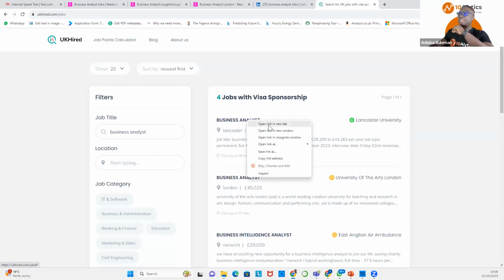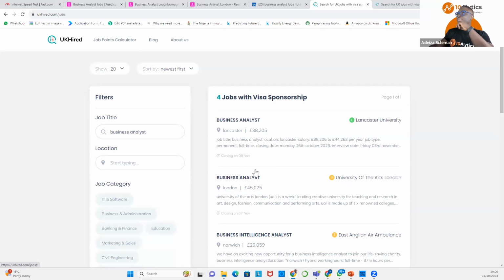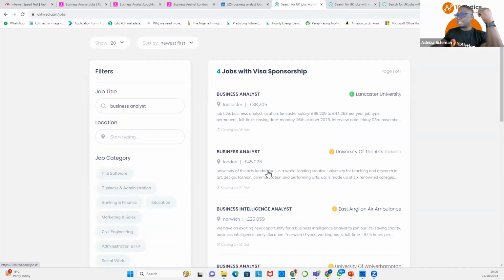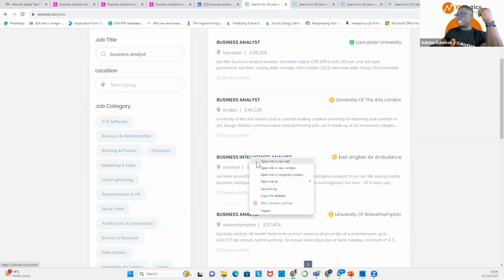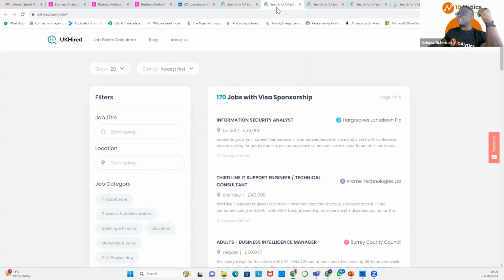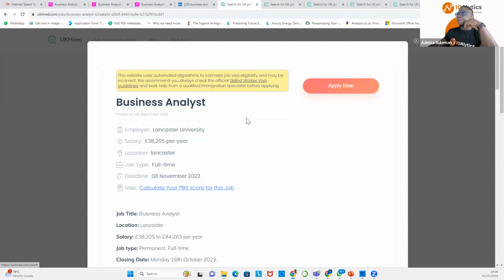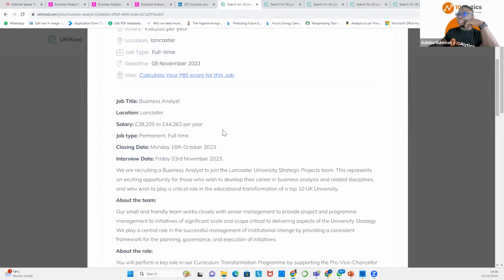So what UK Hire does for you is it shows you jobs and it calculates your score for you to get a skilled worker visa. All right, so business analyst, you can see the job, the salaries. Business intelligence analyst, let's check this one as well. Let's even check the business intelligence analyst. Okay. Whoops. Okay, so I know what happened. I'll click on this. Let's see the job.